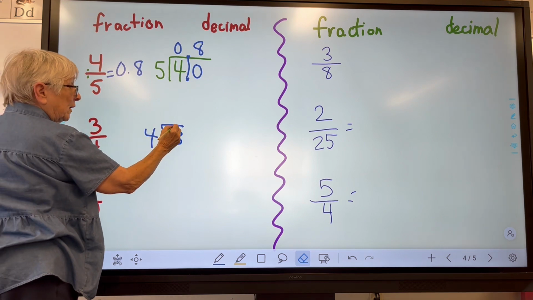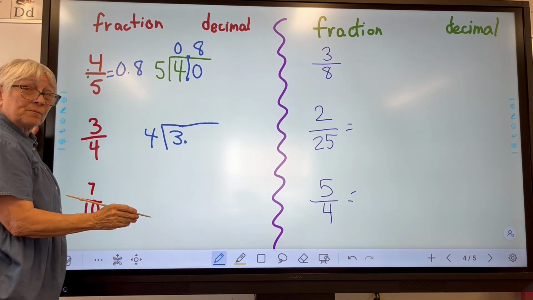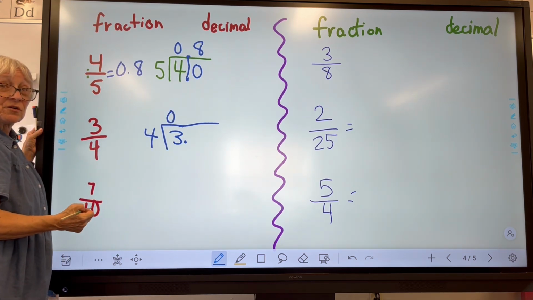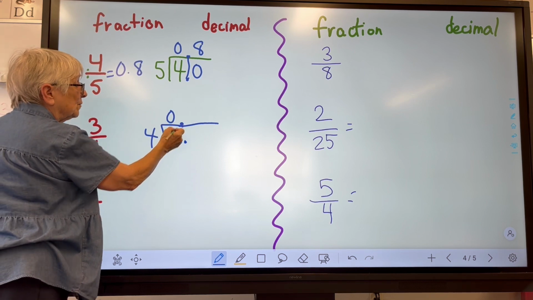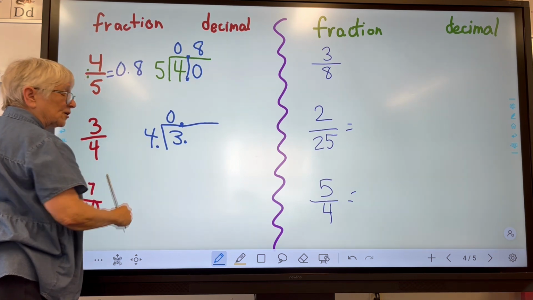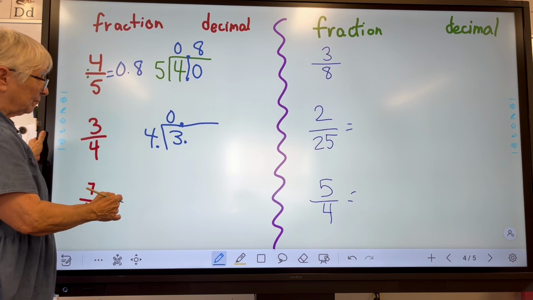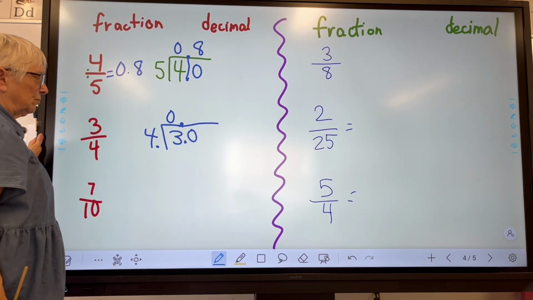Okay? Here's 3/4. That means 3 divided by 4. Does 4 go into 3? No, it doesn't. So I have to add a decimal. And since it doesn't go into 3, I'm going to put a 0 because it goes into 3 0 times. And I bring the decimal straight up. The decimal in any number is right at the end of the number, right after the numeral. So now I add a 0.